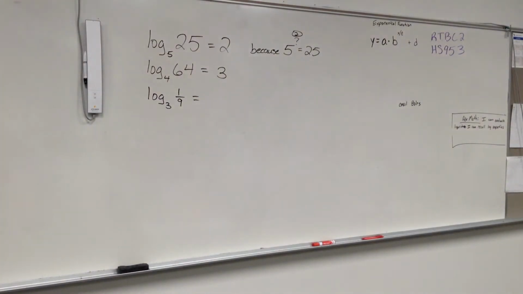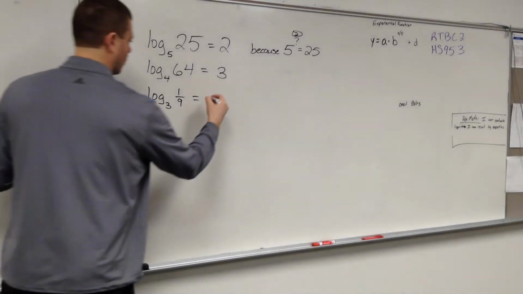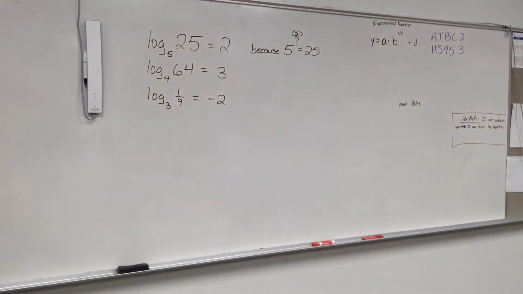Log to the base 3 of 1/9. Negative 2. Because 3 to the negative 2 power is 1 over 9. Okay?